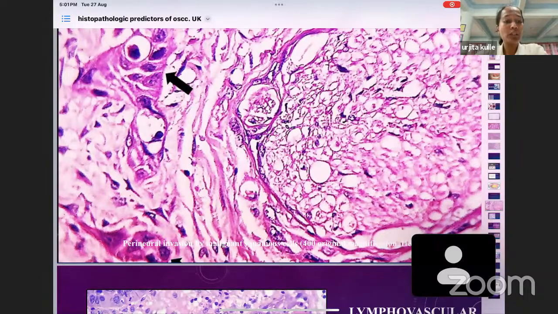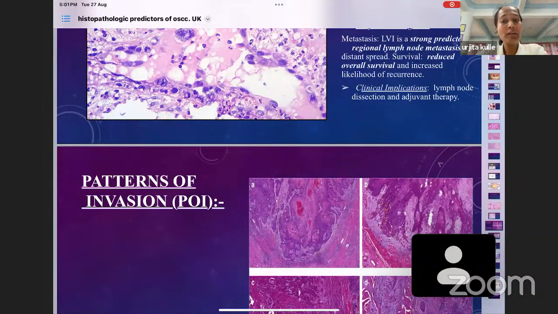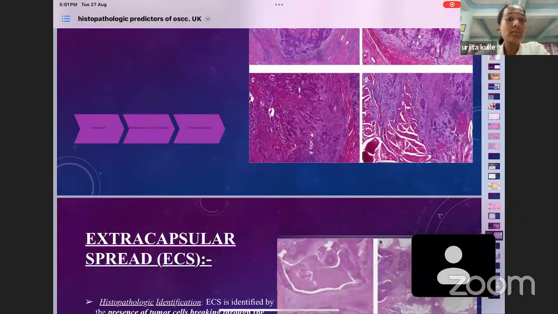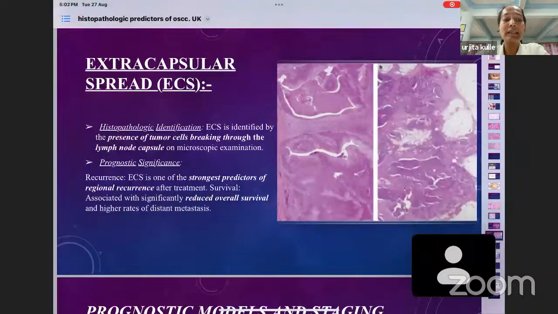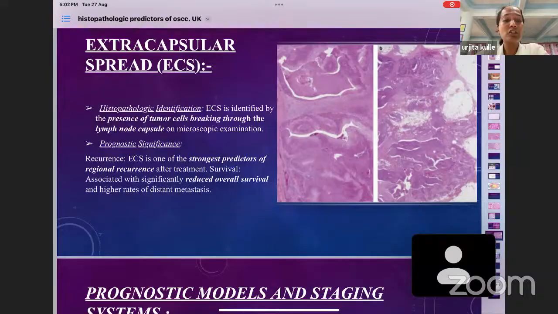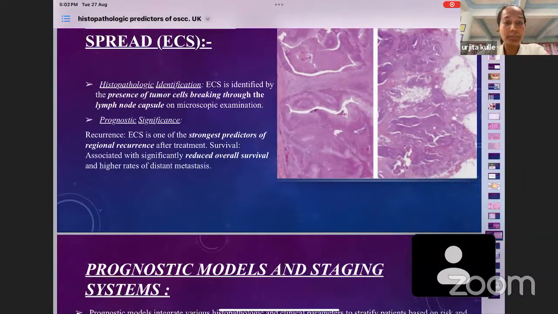The patterns of invasion are infiltrative and non-infiltrative, like cohesive and non-cohesive. The infiltrative one is associated with a higher risk of local recurrence and poorer prognosis. The extracapsular spread is identified by the presence of tumor cells breaking through the lymph node capsule and is one of the strongest predictors of regional recurrence and metastasis.